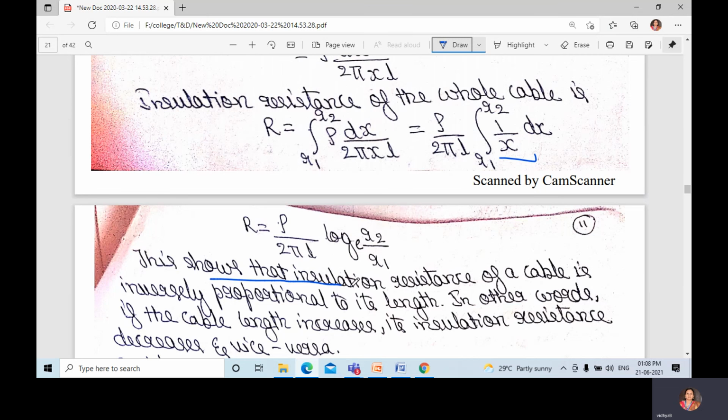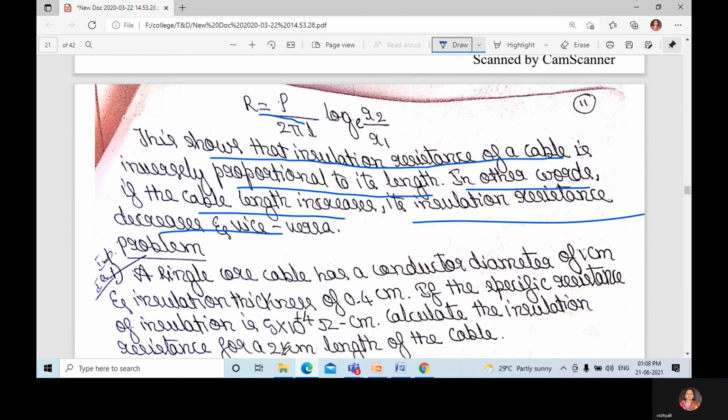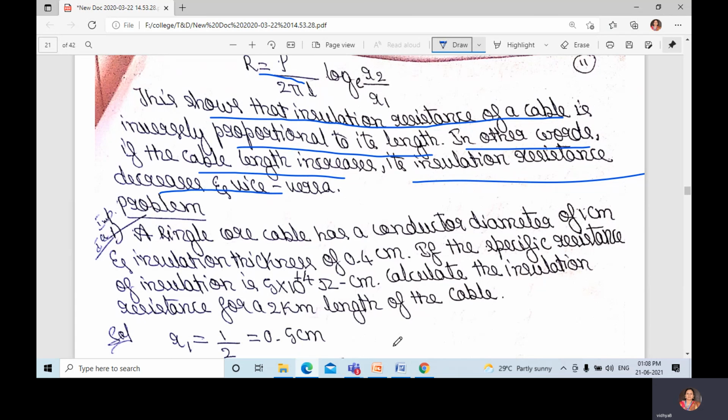This shows that the insulation resistance of a cable is inversely proportional to its length. You can observe it is inversely proportional to its length. In other words, if the cable length increases, its insulation resistance decreases, and vice versa. In the next class, we shall discuss the problems.